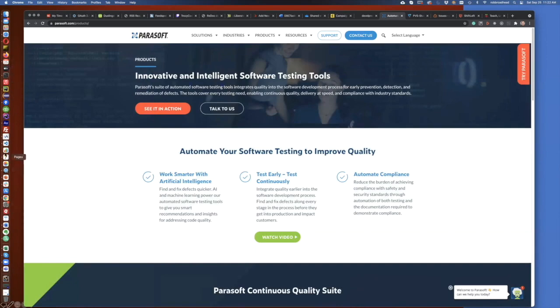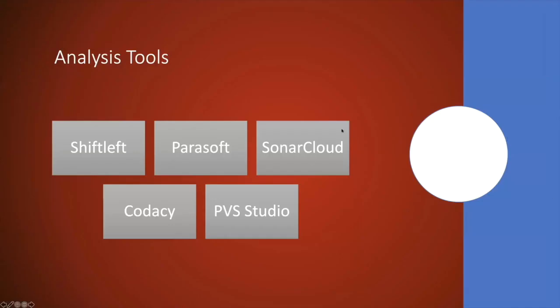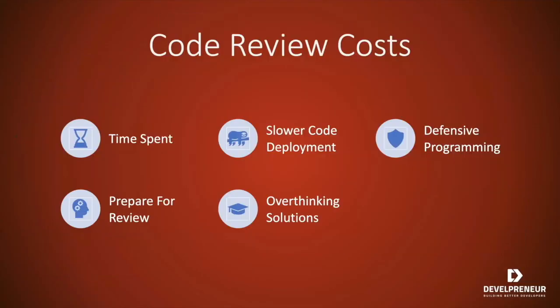Let me flip back over to the actual presentation. I wanted to show you those tools because almost every one of them has ways you can hook it into your process. So now when we go back to the code review costs, some of that time spent is going to be reduced, because you have these tools that can look at your code and surface issues without somebody else having to take time to look at it. And it reduces the human error.